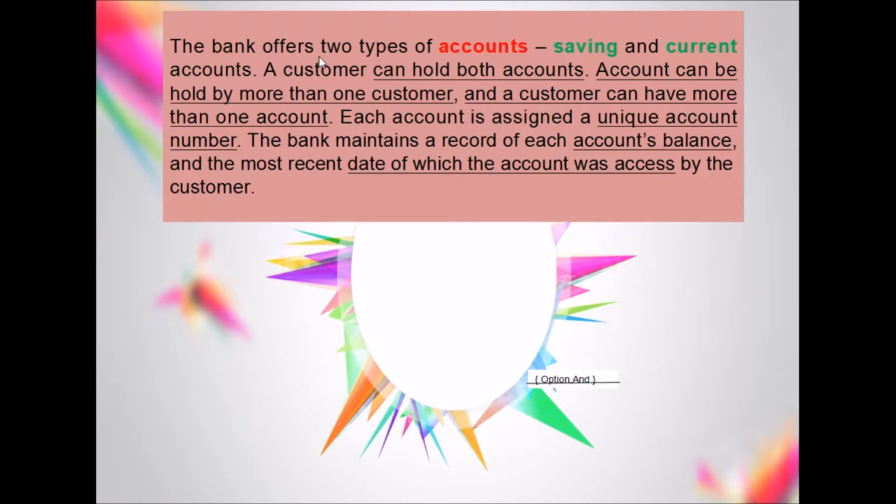Okay, the bank offers two types of account, savings account and current account, and the customer can hold both accounts. An account can be held by more than one customer, and one customer can have more than one account. Each account is assigned a unique account number. The bank maintains a record of each account balance, and the most recent date the account was accessed by the customer.